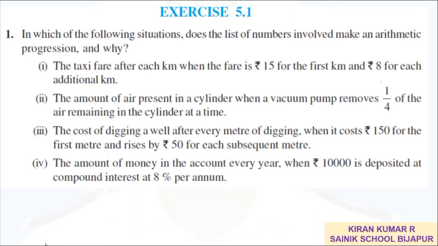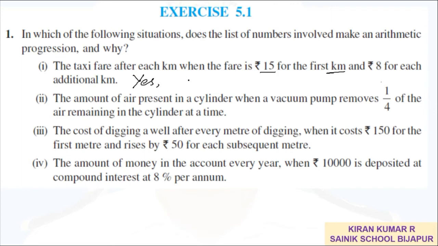Here I have brought in some questions from the textbook, exercise 5.1. Look at the first question here. In which of the following situations does the list of numbers involved make an arithmetic progression, and why? In that, the first one is the taxi fare after each kilometer, when the fare is rupees 15 for the first kilometer and rupees 8 for each additional kilometer. Does it form an AP? Yes, it forms an AP.